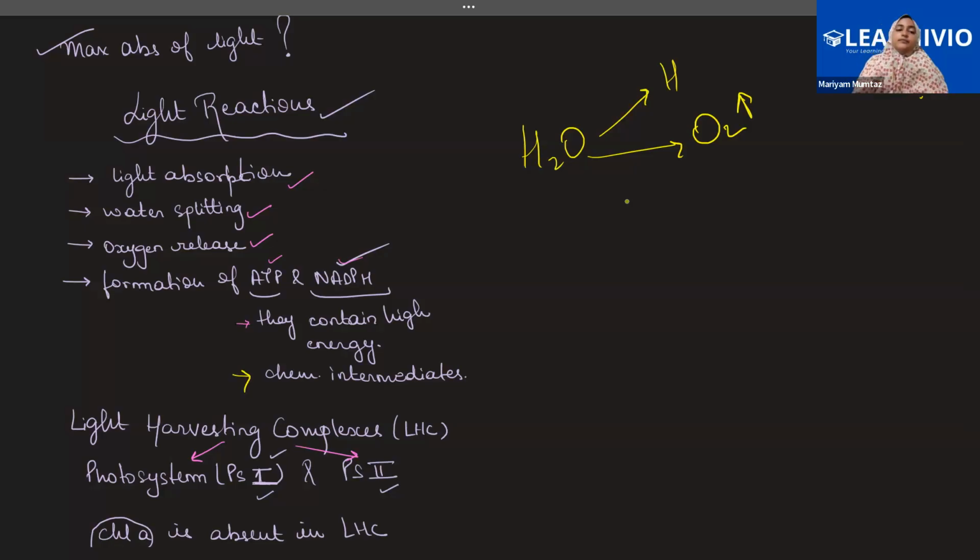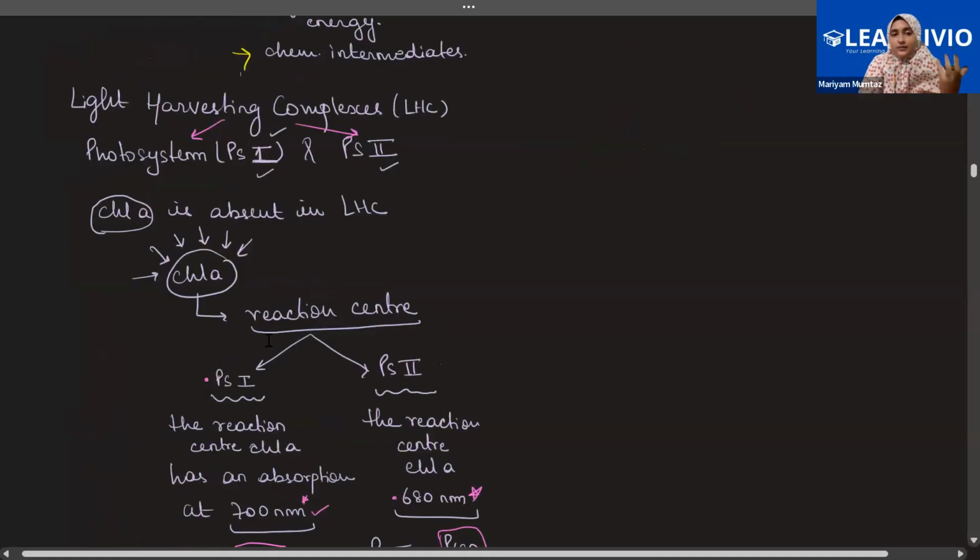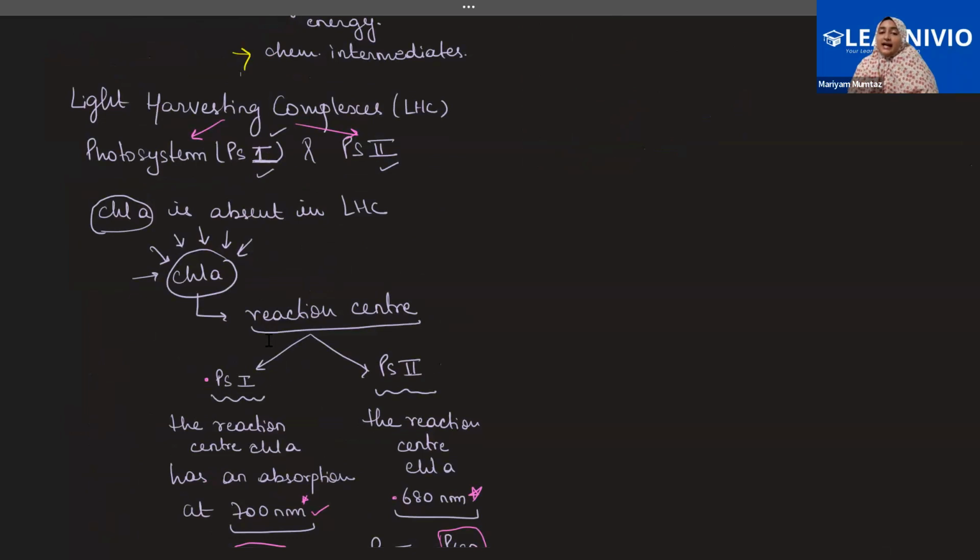Yes. Now see, for the process of light reaction to take place, there is a system in the plants which we call the light harvesting complex. Light harvesting, you understand? The complex that is responsible for collecting the light for photosynthesis, because this is extremely important. Now the light harvesting complexes are of two types, photosystem 1 and photosystem 2. We also call them PS1, PS2.